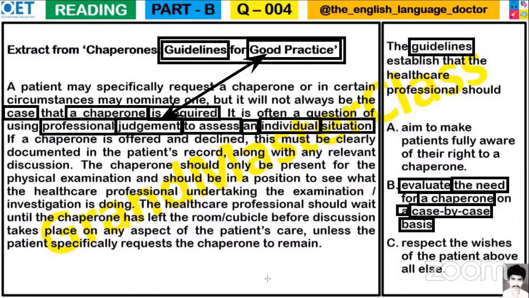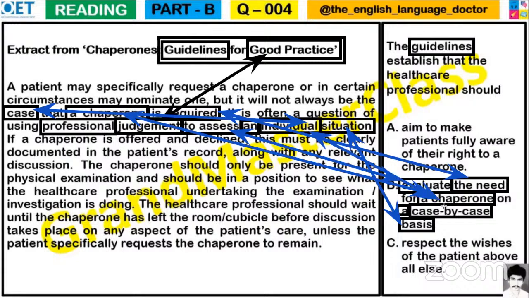This judgment is assessment. Assessment means evaluation. Need means requirement. Chaperone is already there. Not always the case. It is case by case, individual case, according to the situation, on an individual basis. See, so simple it is.